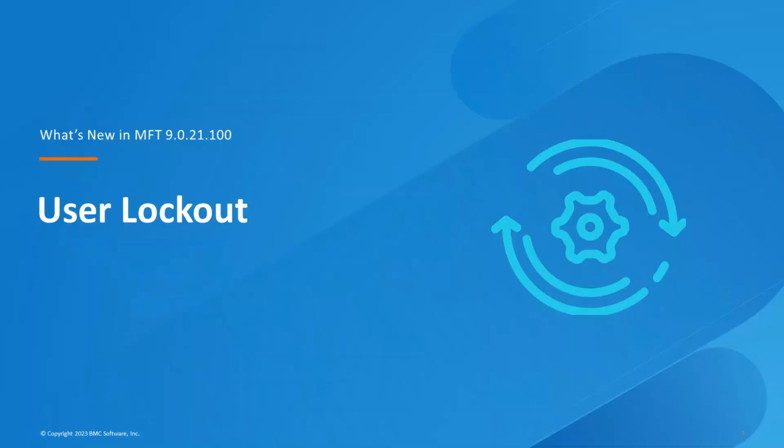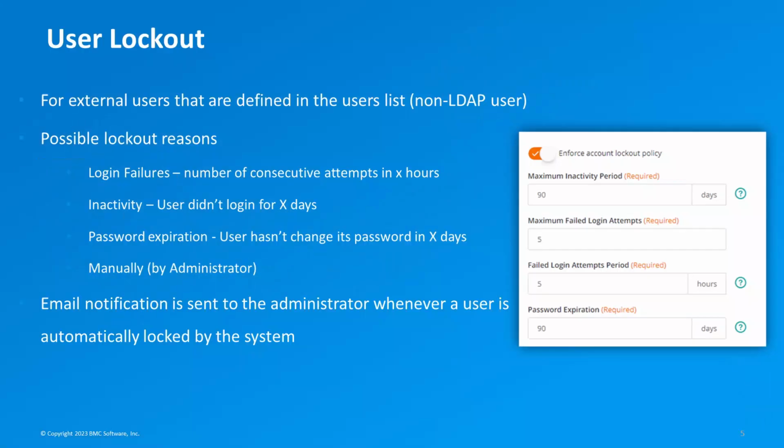Now, let's talk about user lockout. This new feature allows you to lock the external users' accounts defined on your MFTE environment. These users can be locked out for one of the following reasons: login failures, meaning a number of consecutive attempts in a determined time; inactivity, where the user didn't log in for a number of days; password expiration, where the user hasn't changed their password in a number of days; and it can be locked manually by the administrator.